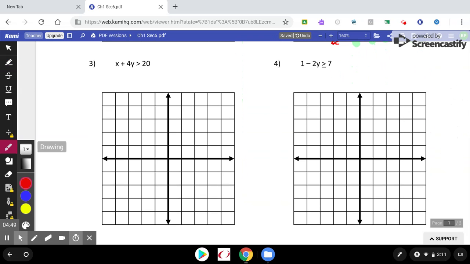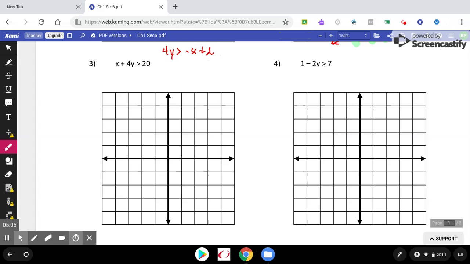So on number 3, you will notice the y is not by itself. Life's tough sometimes. But you should be experts at this by now. How do I get the x to the other side? I would subtract him, which means his sign would change.